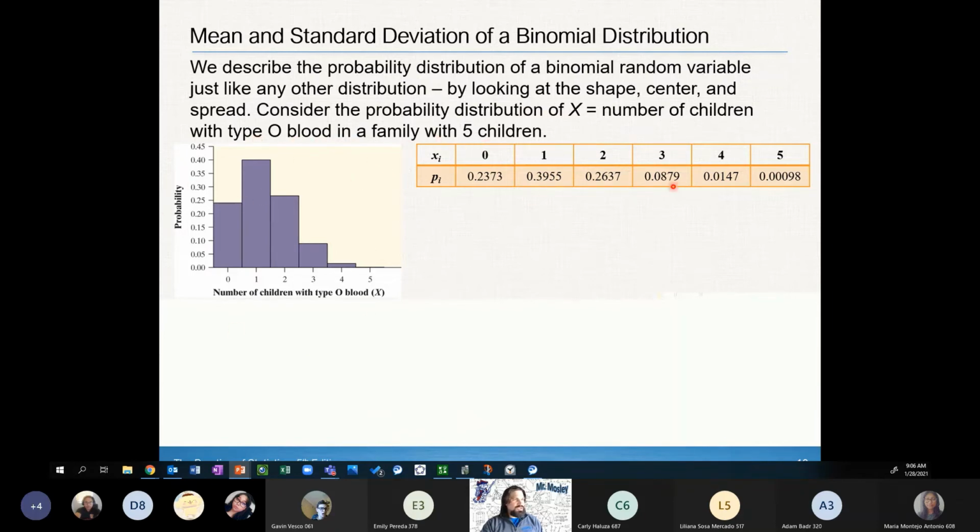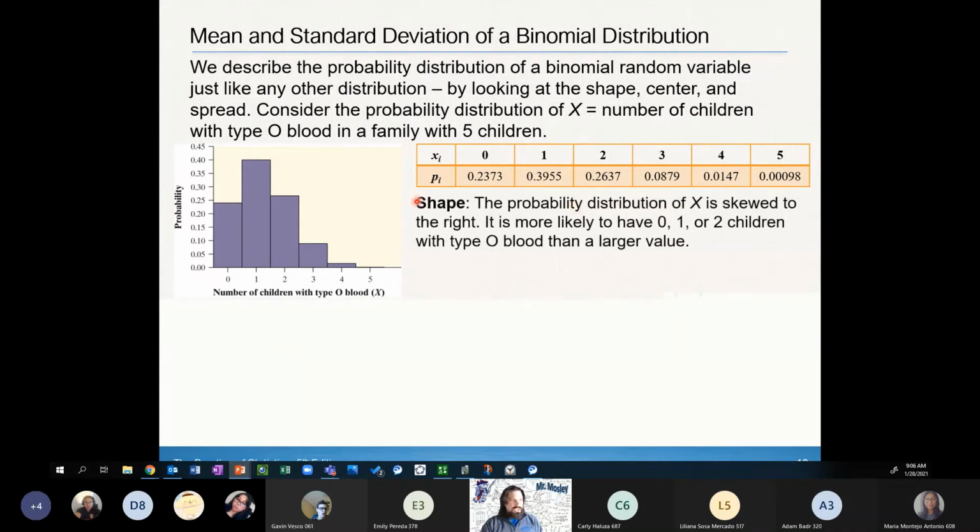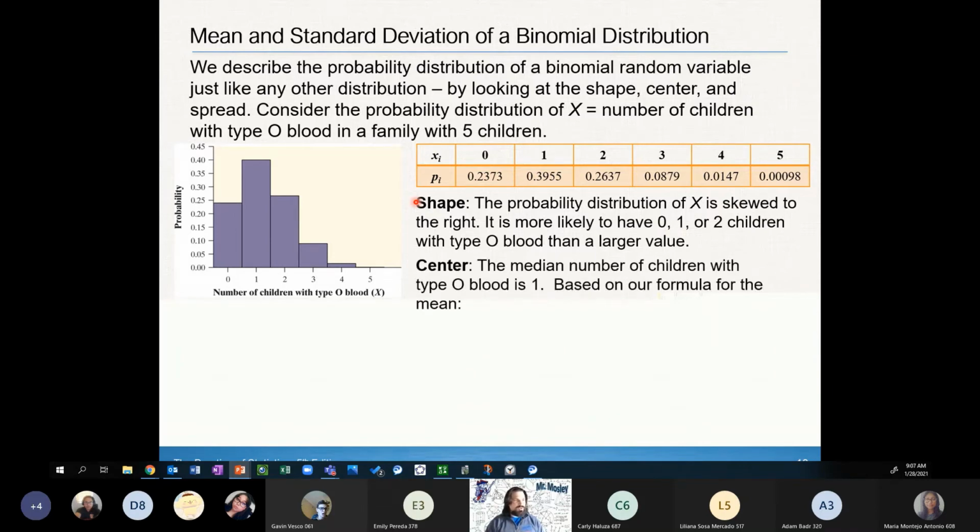We have our histogram and our table showing that probability distribution. The shape: the probability distribution of X is skewed to the right. It is more likely to have 0, 1, or 2 children with type O blood than a larger value. It's just interpreting the histogram. Center: the median number of children with type O blood is 1. That would be the median. Based on our formula for the mean, we get this craziness. The mean of X is equal to the sum of each outcome times its probability, and that's what this calculation shows here. And we get 1.25.